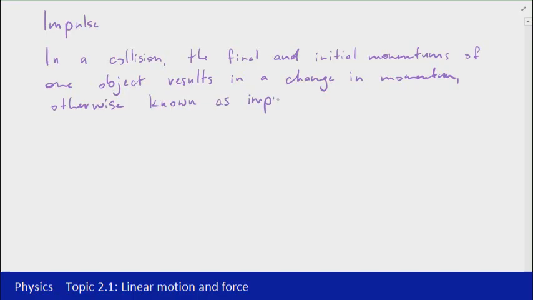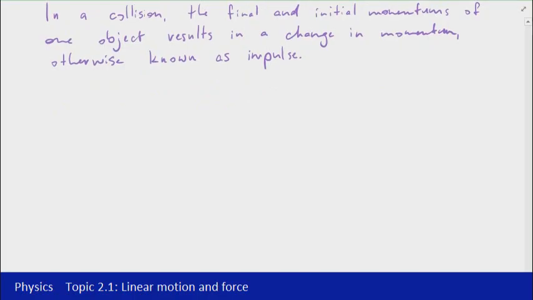Now this quantity can be represented a few different ways. This one is actually not in the data booklet, but the concept of impulse still needs to be understood as one of the content descriptors. So if we look at change in momentum or impulse, in some texts you might see that it's written as an I. I'm just going to continue to use delta P.